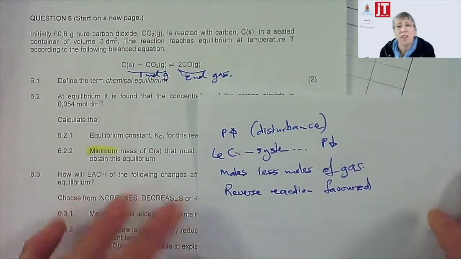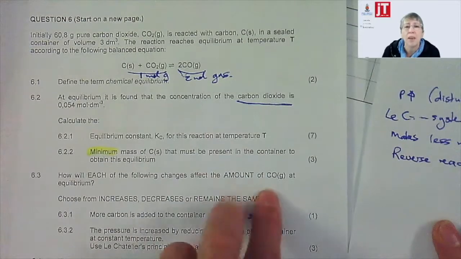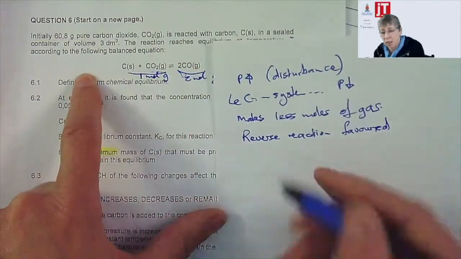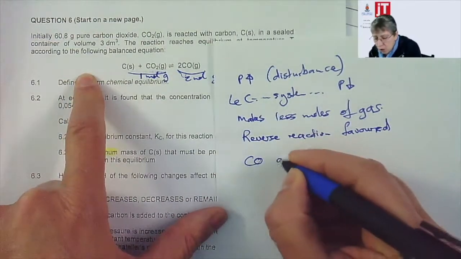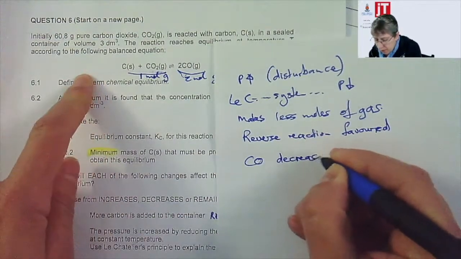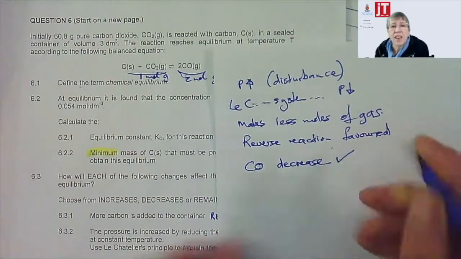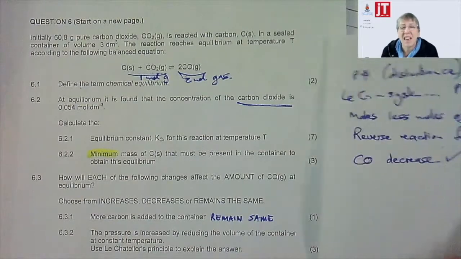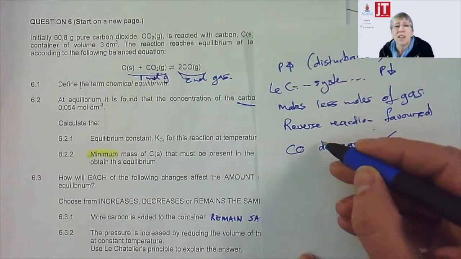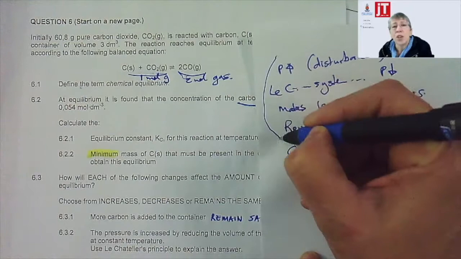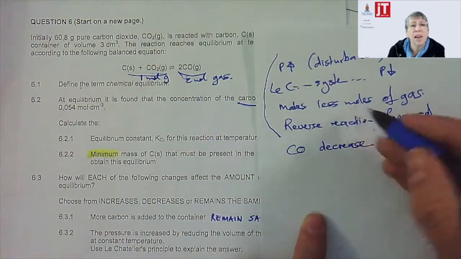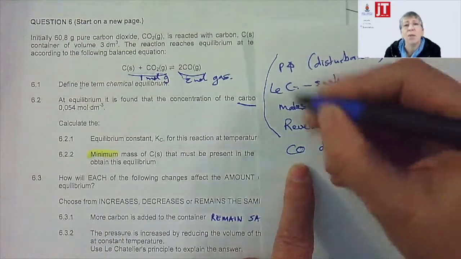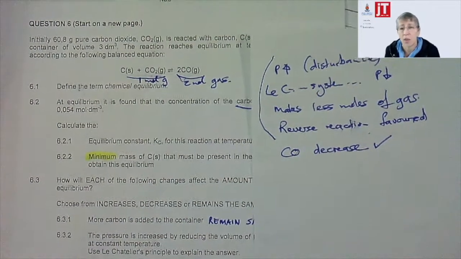Right, but we still haven't answered the question. The question was, what's happening to the amount of CO? And if the reverse reaction is favored, the amount of CO will decrease. Right, so that is actually the first mark, decrease. And remember, with things like that, there's negative marking. If you don't have that right, then they don't mark your explanation. You can't explain a wrong answer correctly, right? So you need to have that before they're going to look at that question.